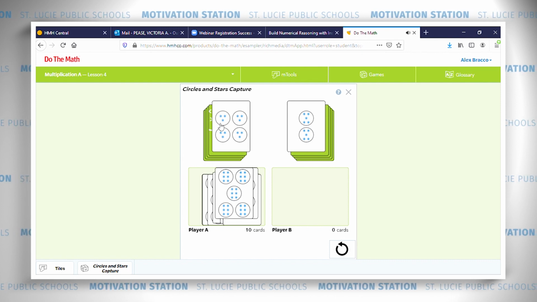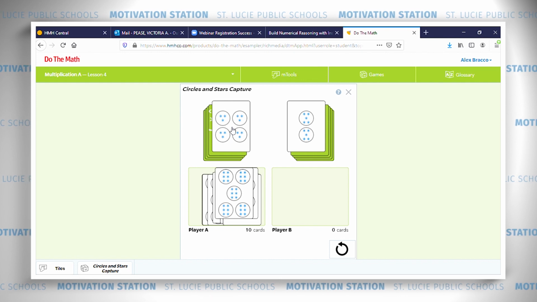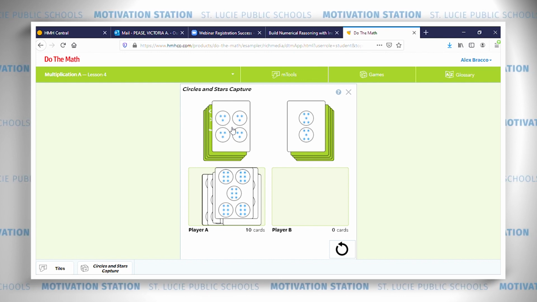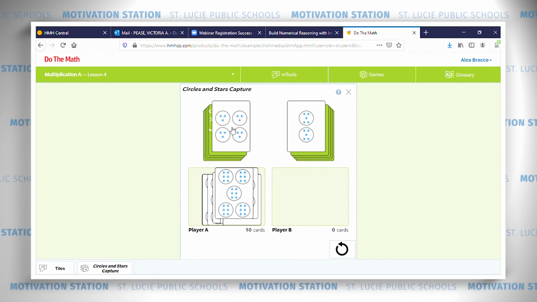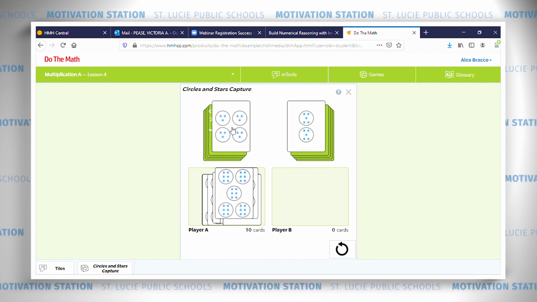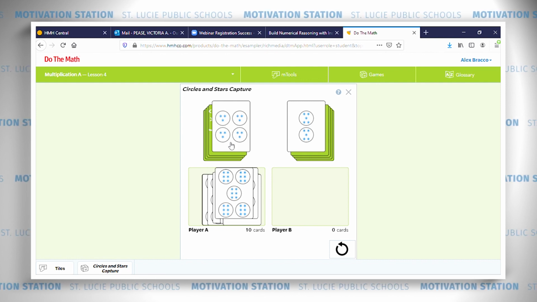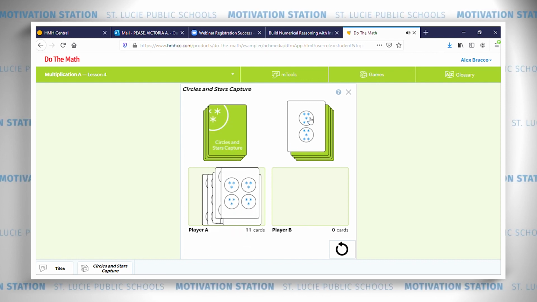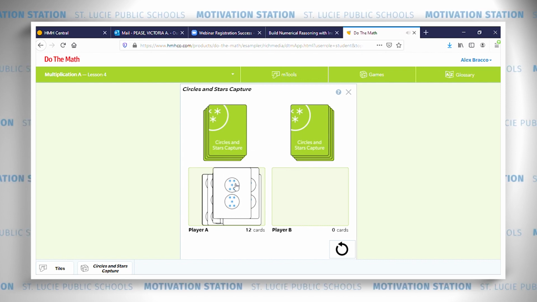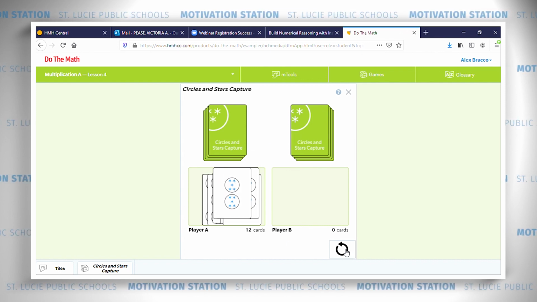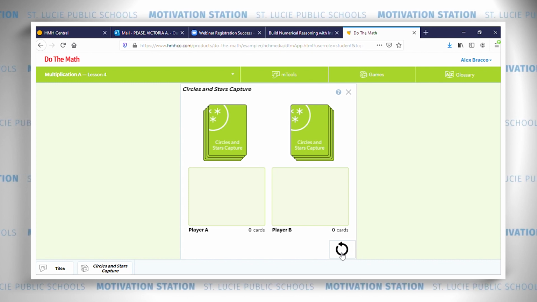All right, so here I have 4 circles with 3 stars in each. Player A's equation would be 4 times 3 equals 12. And player B has 2 circles with 5 stars each. So 2 times 5 equals 10. And again, player A is winning again. All right, so you should actually be able to play this with a friend. And when you want to refresh or restart, you just hit this little circle button.